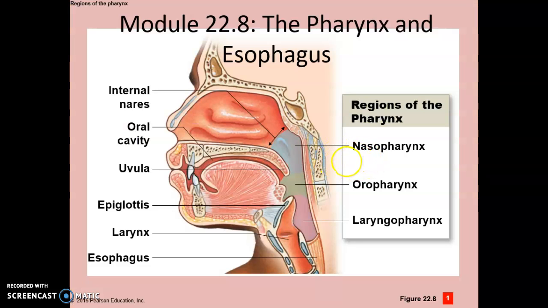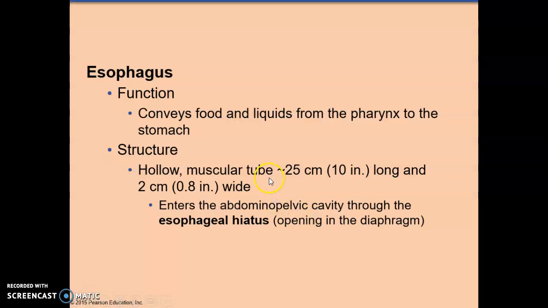You already know the regions of the pharynx: nasopharynx, oropharynx, laryngopharynx. Remember, the epiglottis is going to cover up the trachea to prevent food from going down when you swallow. The esophagus is posterior to the trachea. The esophagus is a muscular tube, and it is closed unless you are swallowing. As the food passes, it opens up. It enters the abdominal cavity through the esophageal hiatus.